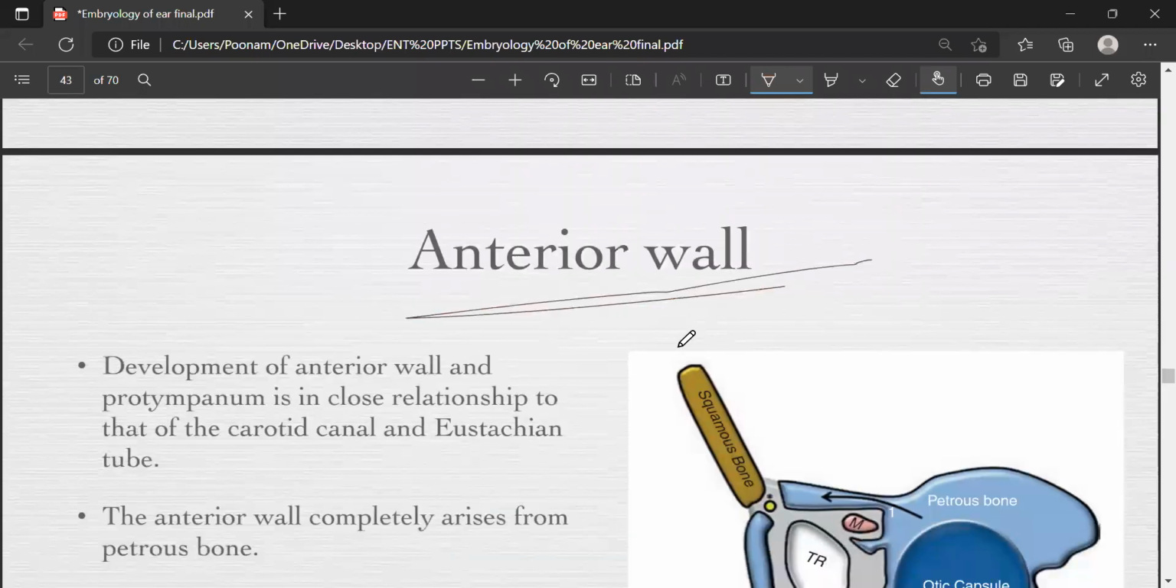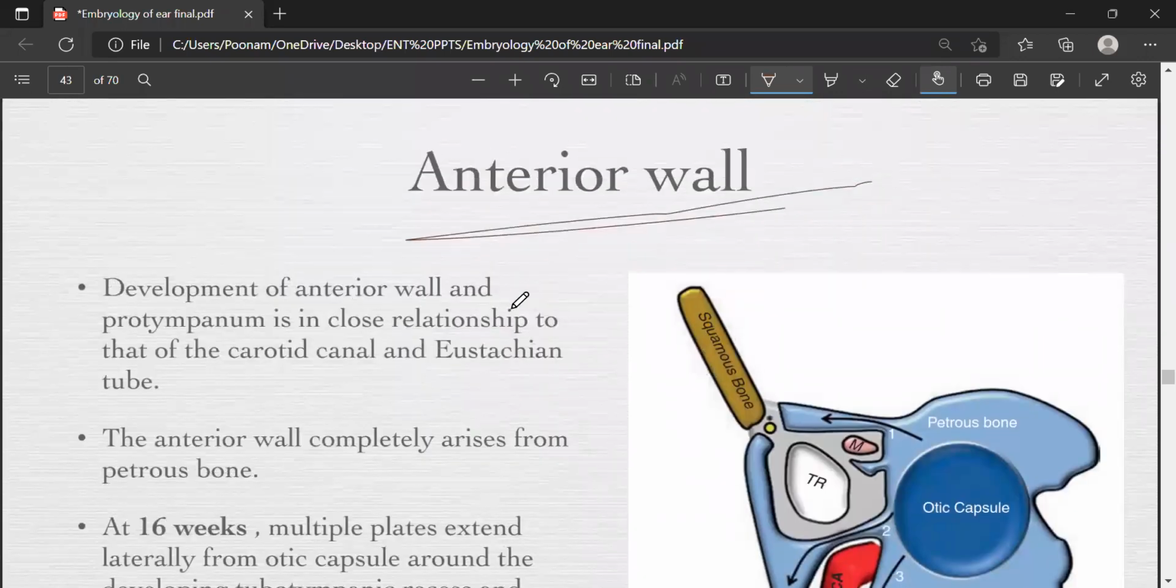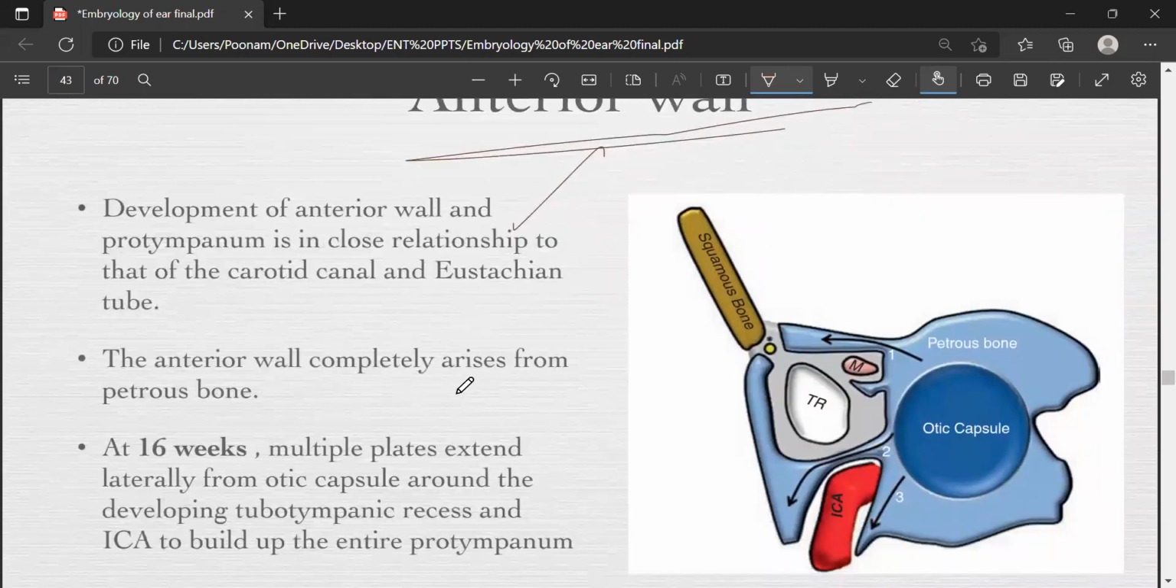Coming to the anterior wall, development of the anterior wall and protympanum is in close relationship to that of the carotid canal and Eustachian tube. This is very important. Remember this. The anterior wall completely arises from the petrous bone. At 16 weeks, multiple plates extend laterally from the otic capsule around the developing tubotympanic recess and internal carotid artery to build the entire protympanum.